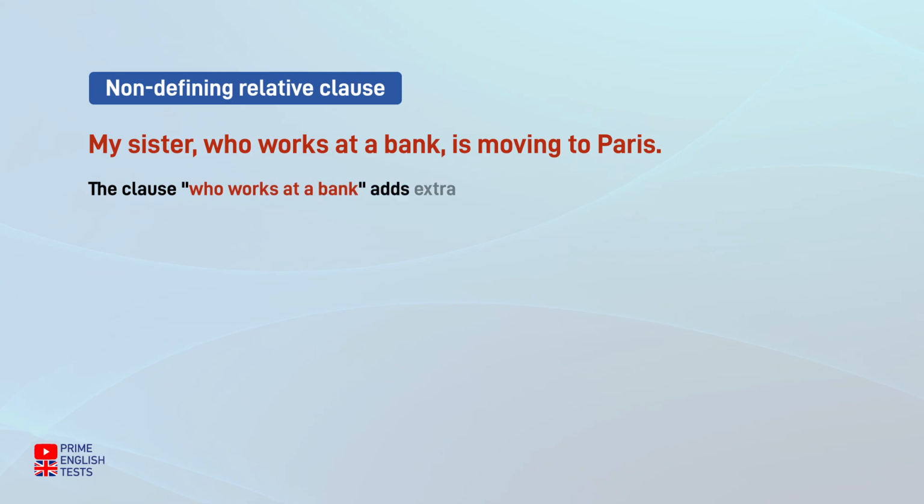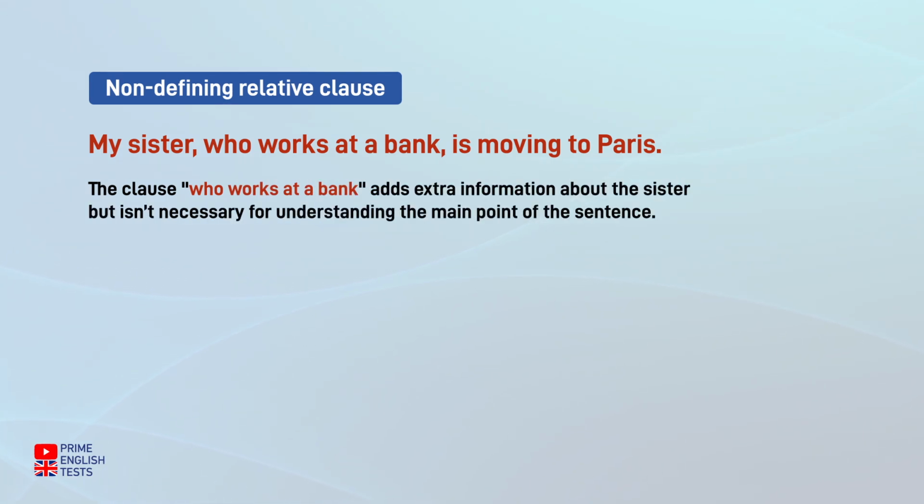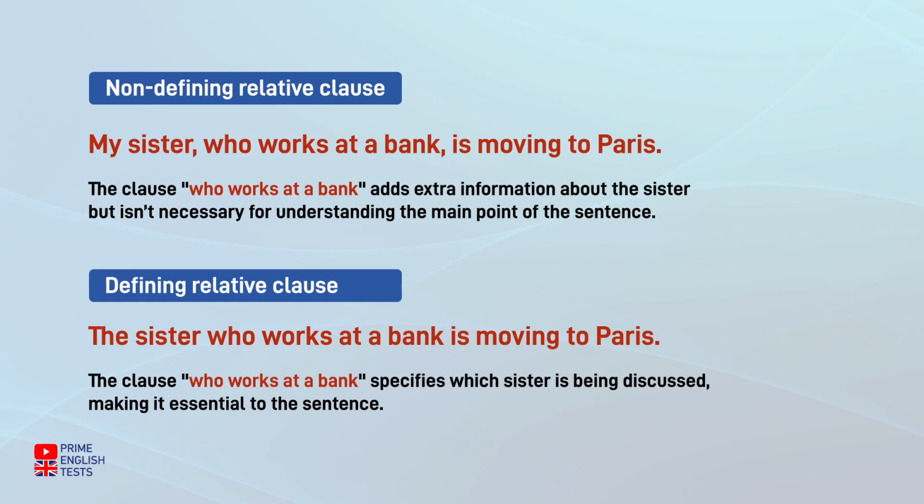My sister, who works at a bank, is moving to Paris. The clause "who works at a bank" adds extra information about the sister, but isn't necessary for understanding the main point of the sentence. The sister who works at a bank is moving to Paris. The clause "who works at a bank" specifies which sister is being discussed, making it essential to the sentence.